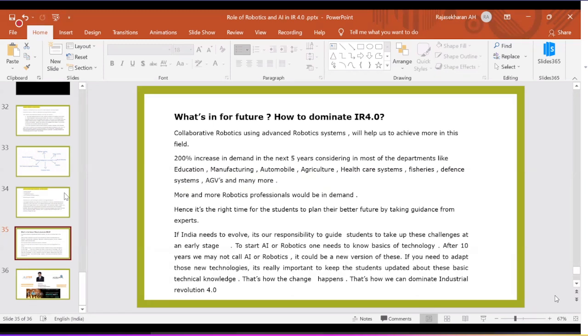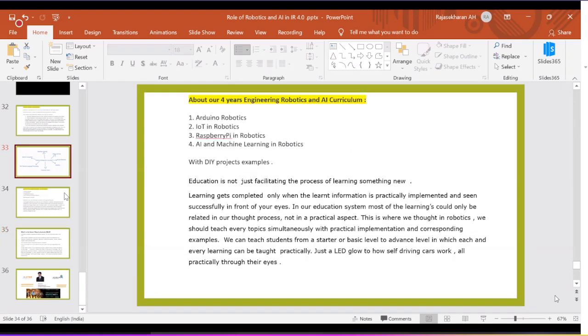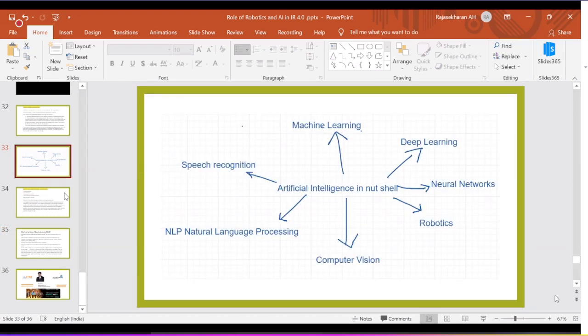So let me also give a small introduction about AI. This is the AI block. I'm going to tell AI in a nutshell for the next couple of minutes. These are some of the technologies that are dominating in AI. Sir, I think the previous sir was also discussing these topics. So you can see AI in a nutshell. The first one I'm talking about is speech recognition. As I compared robotics with a human, this one also I'm comparing with a human.